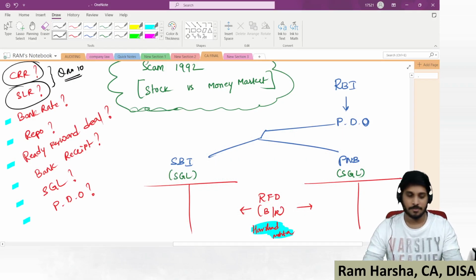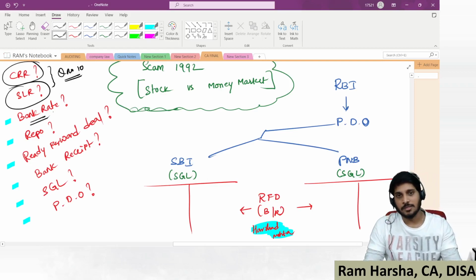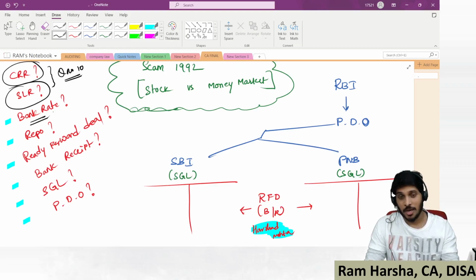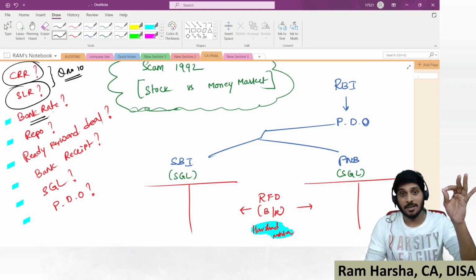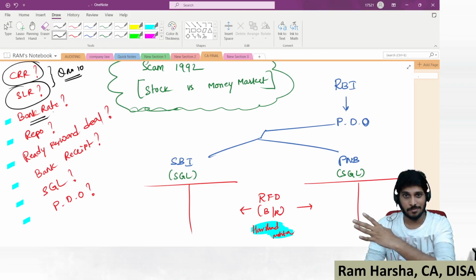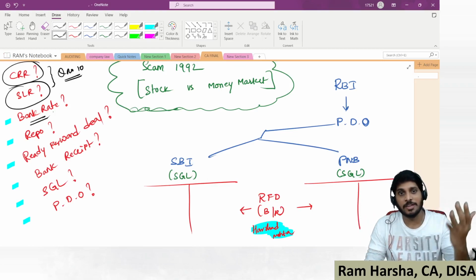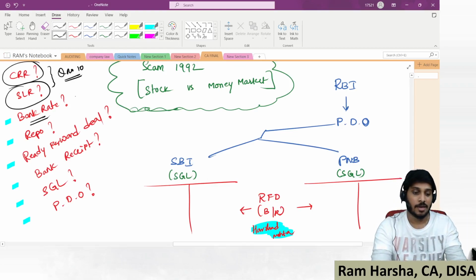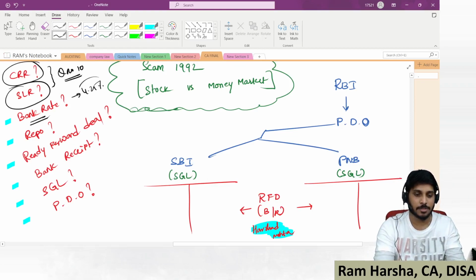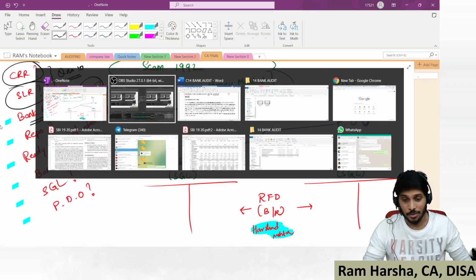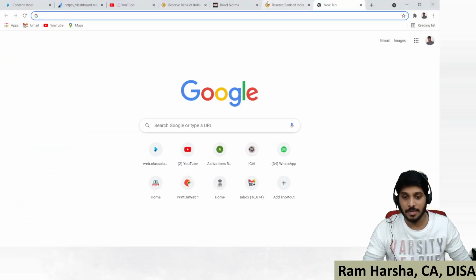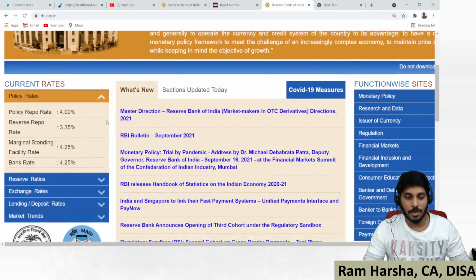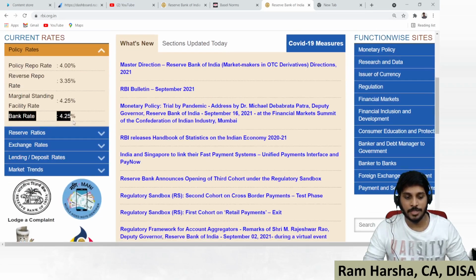Before that, what is meant by bank rate? Bank rate is the rate of interest at which RBI lends money to banks. If a bank wants to borrow money, they can borrow from RBI by paying the rate of interest fixed by RBI. Right now the bank rate fixed by RBI is 4.25%. This is the home page of the Reserve Bank of India website. You go to the policy rates, and the bank rate fixed is 4.25.